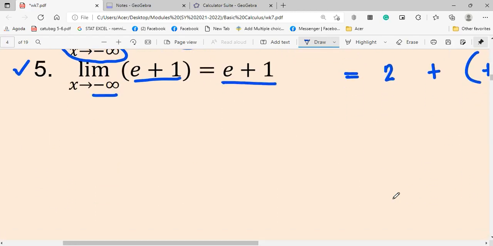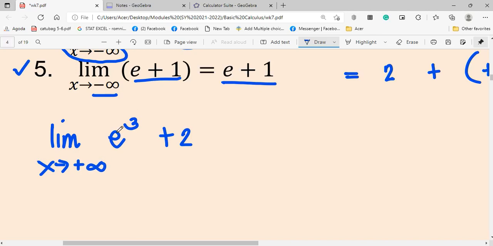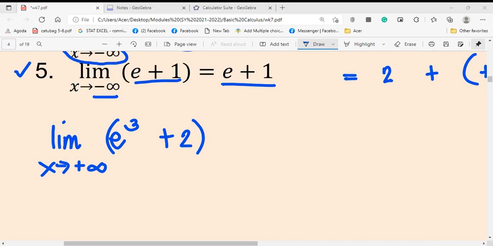Okay? So, in number 6, let's say for example, I'll give you a problem. Number 7. Ay, bakit number 7? That must be this question. What is the limit of e raised to 3 plus 2 as x keeps on increasing without bound? Okay. May I know your answer? May you please comment your answer?